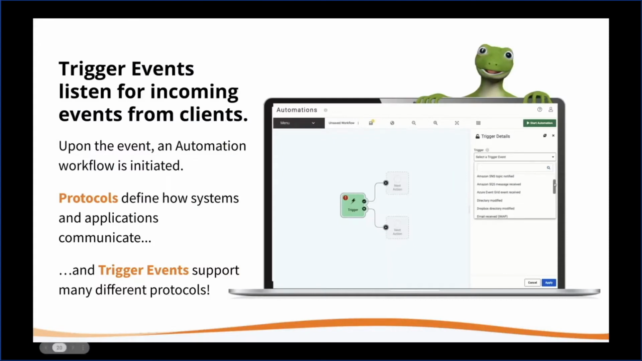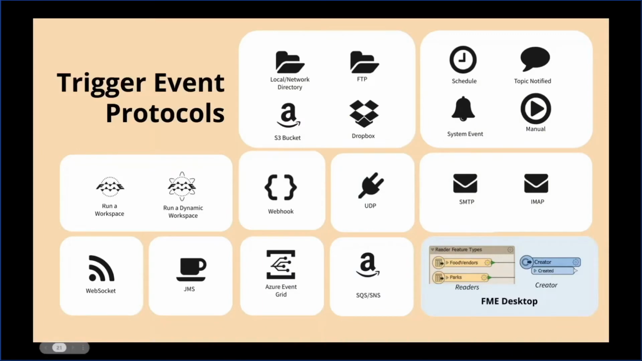The different ways of ordering pizza are all representing different protocols in client-server communication, and protocols are just ways that applications can send messages to each other. And each trigger event type represents a different protocol that a client can use to make this request. Here are some of the many different protocols that triggers support, and there are more. So we have cloud services, different types of directories, webhooks, JMS, SQS, schedules.